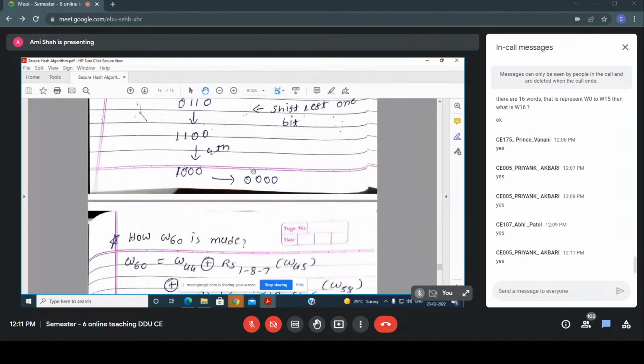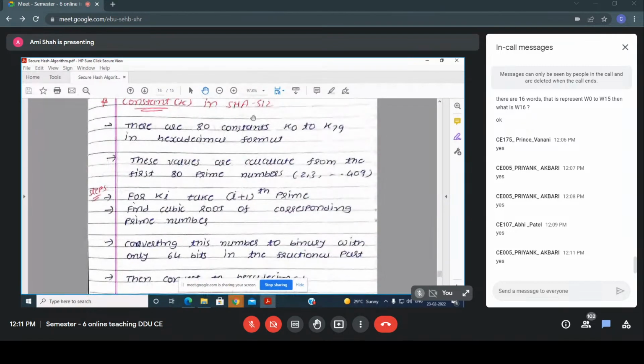Okay. So how to find the constants in SHA-512? In total there are 80 constants, K0 to K79, in hexadecimal format, right? These values are calculated from the first 80 prime numbers. Let's say I'm starting from 2, 3, up to the 80th prime number, that is 409. I have not written all 80 prime numbers, but if you want to find the 80 constants, you have to take the first 80 prime numbers.